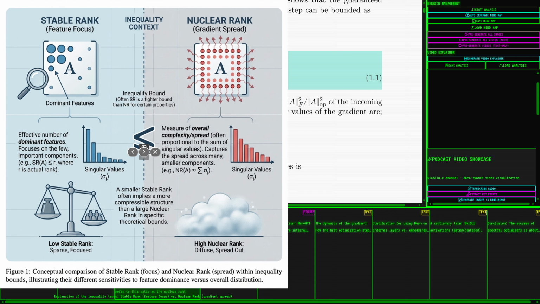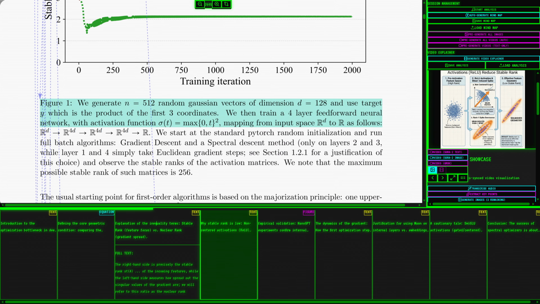Exactly. And the implication is huge. If your feature degeneracy, SR(A), is bounded by some small constant, say the number 2 or 3, and the gradient's nuclear rank NR(G) scales up with the dimension of the network, then the advantage of the spectral optimizer also scales with dimension. The speed up is directly linked to how big your network is.